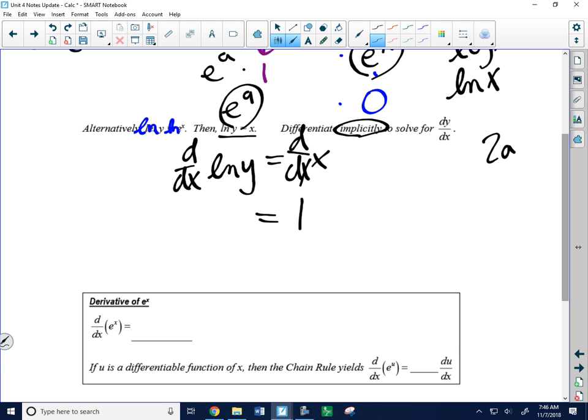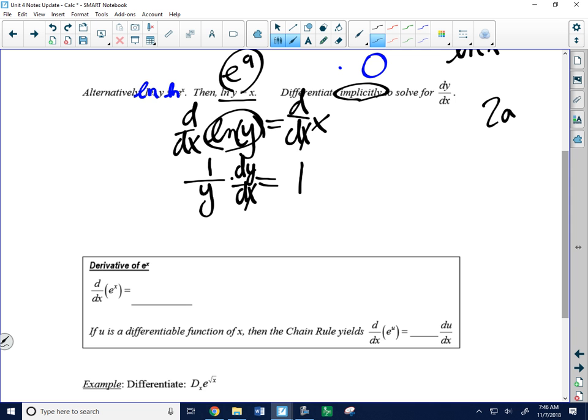I'm going to differentiate implicitly. The right side is certainly 1. And on the left side, the derivative of ln y is 1 over y. Really it's the chain rule: it's a y function, so I need to add in the dy dx. We'll find out more about why the derivative is 1 over y in a few minutes.